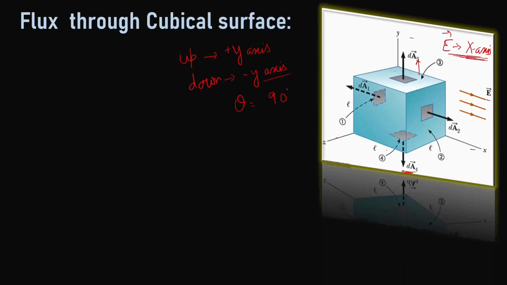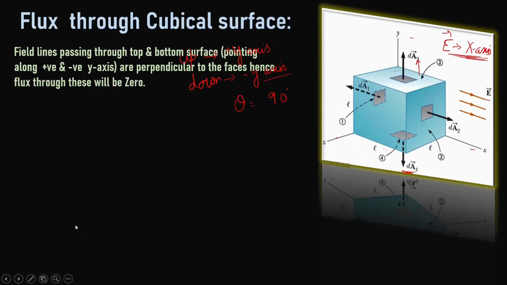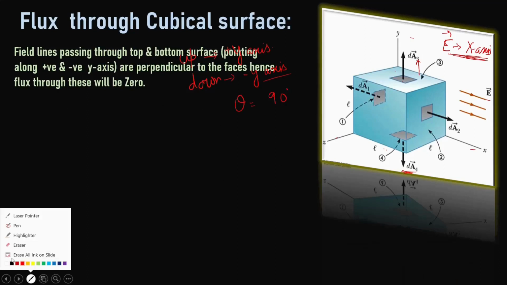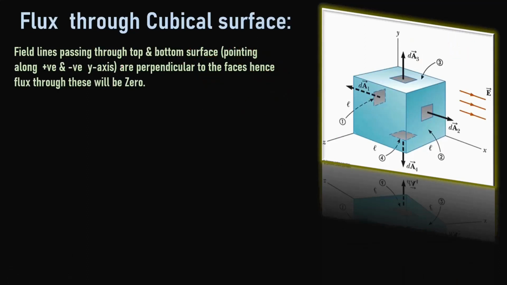So the flux associated with the top and bottom face will become equal to 0. This is what we have to look for here. The field lines passing through the top and bottom surface, which are pointing along the positive and negative y-axis, are perpendicular to the faces and hence flux through these will be 0. So the area vectors of the top face and bottom face make an angle of 90 degrees with the electric field. So the flux associated with these two faces will be 0.